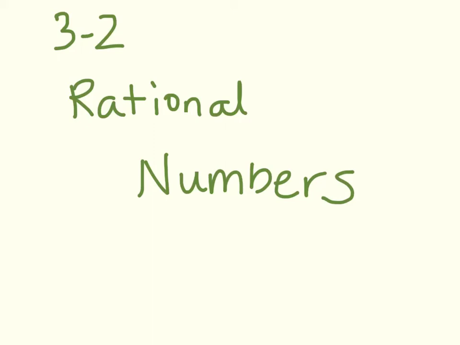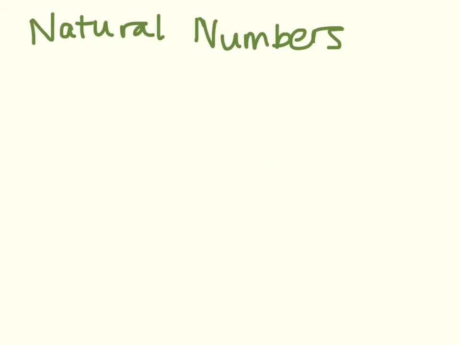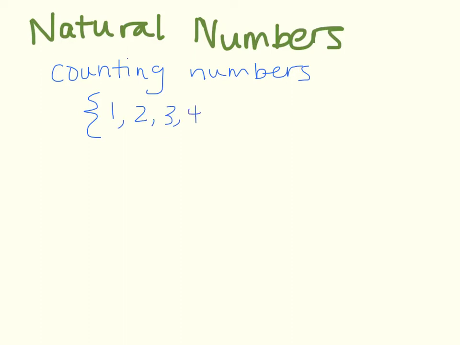Chapter 3, Lesson 2 on rational numbers. Okay, we're going to look at some categories of numbers. And the first category we're going to look at are natural numbers. Our natural numbers are what a lot of times we call our counting numbers. We refer to our natural numbers as the set of numbers 1, 2, 3, 4, and so on.